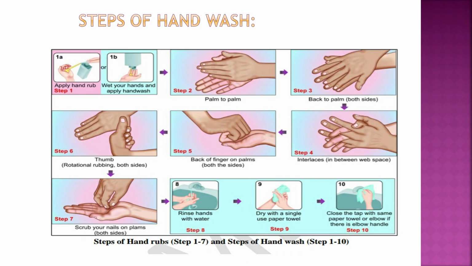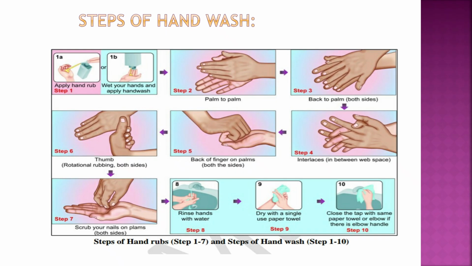Here you can see the steps of hand wash. For the hand rub, when we are using alcohol based sanitizer, the total steps are 7, and for hand wash, when we are using water and soap or liquid soap, the total steps are 10. First you have to apply hand rub or liquid soap or soap. Then in step 2 you have to rub palm to palm. Then in step 3, back of the palm, both sides.